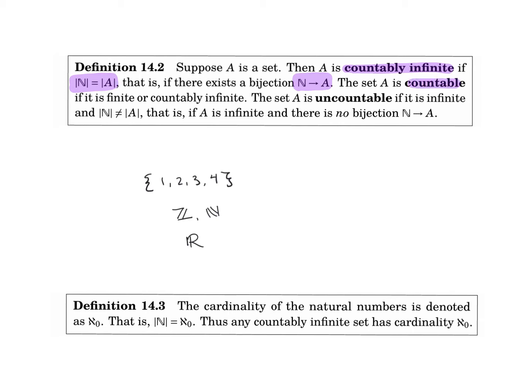It's countable if it's either finite or countably infinite. And then it's going to be uncountable if it's infinite and it does not have the same cardinality as the natural numbers. So there's no bijection. Let's go through and think about what we know about the sets below. This first set is finite. We've talked about that before. And these two are infinite.